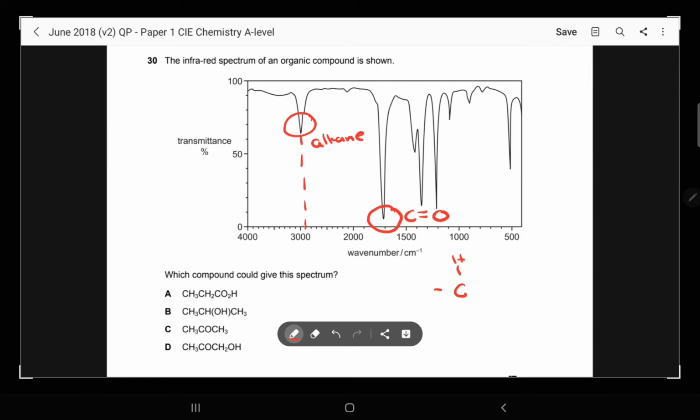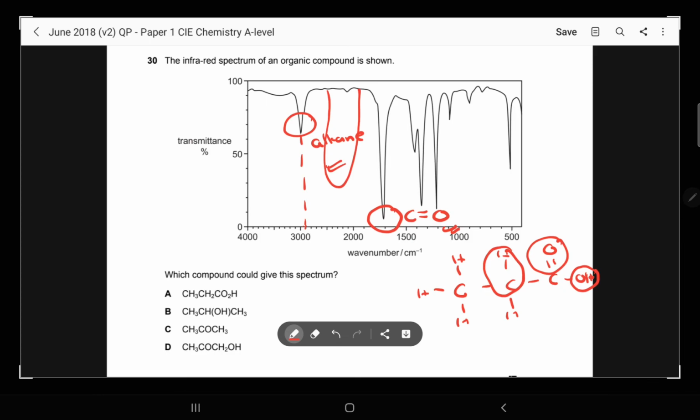A has CH3, CH2, COOH. Now it has the CO group, it has the CH group, but it also has an OH group, which is supposed to have another peak in the 2500 to 3000 range, which is supposed to be very broad. So it should have had a peak like this, something like this. It should have been very broad. I don't draw very well, so excuse me for that. So this is probably not going to be the answer. We're just going to cut it out and see if there's a better option available to us.